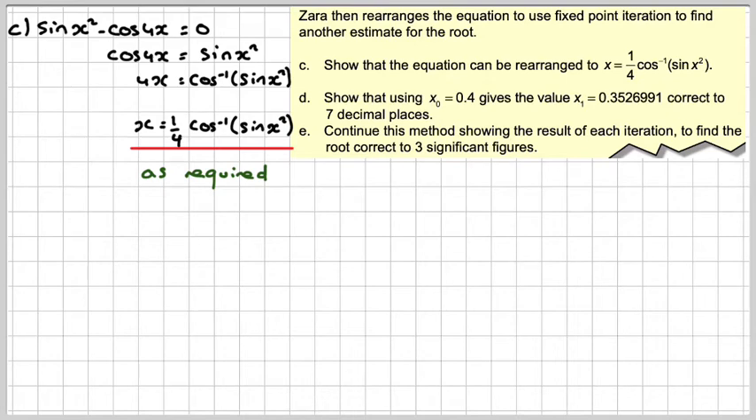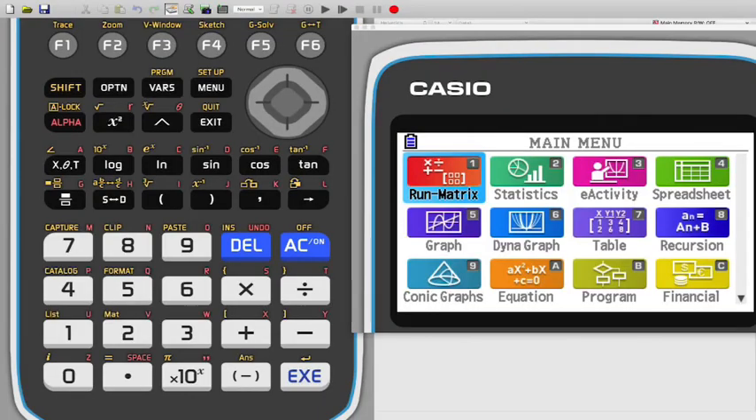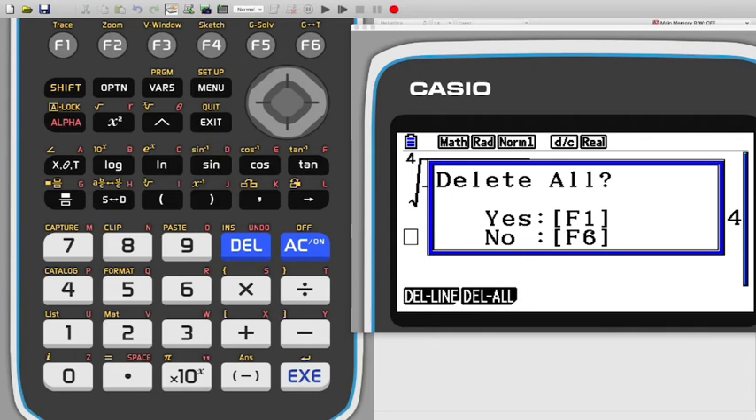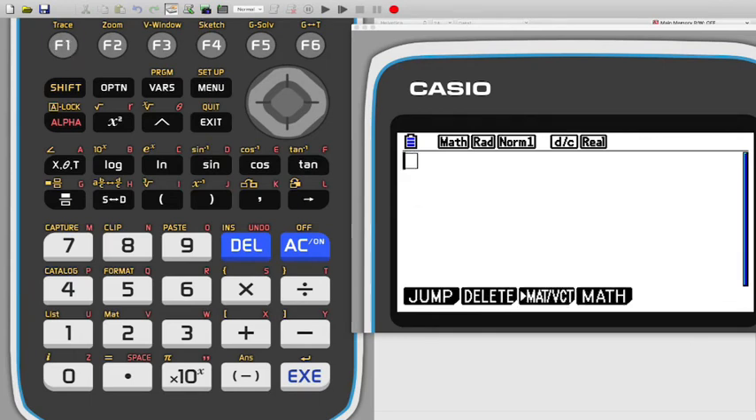So, just going to show you how to do that on the Casio calculator. So, here we have the Casio calculator. If we go into menu number 1, the first thing you need to check is that your calculator is in radian mode. Let's delete anything that's in there. So that'll be F2, delete all, F1. Okay, the first thing we need to do is just put 0.4 in. 0.4, and then press equals.